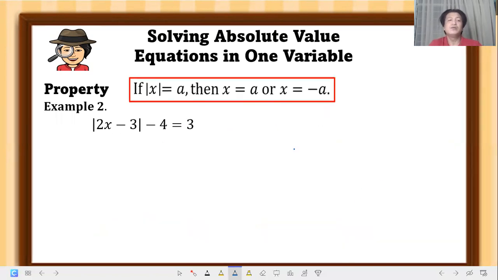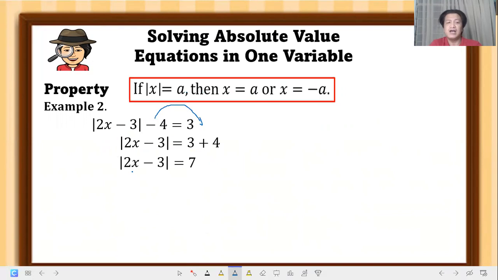Okay, let's have number 2. Absolute value of 2x minus 3 minus 4 is equal to 3. Ang tanong, pwede ko bang gamitin agad yung aking formula? No. Okay, remember, you have to simplify first. Since may constant term tayo na minus 4 or negative 4, ita-transpose muna natin ito doon sa right side of the equation. Kaya magiging positive po siya. And since ang natira na lang dyan sa left side mo is absolute value of 2x minus 3. And i-add natin yung 3 plus 4, that will become 7.